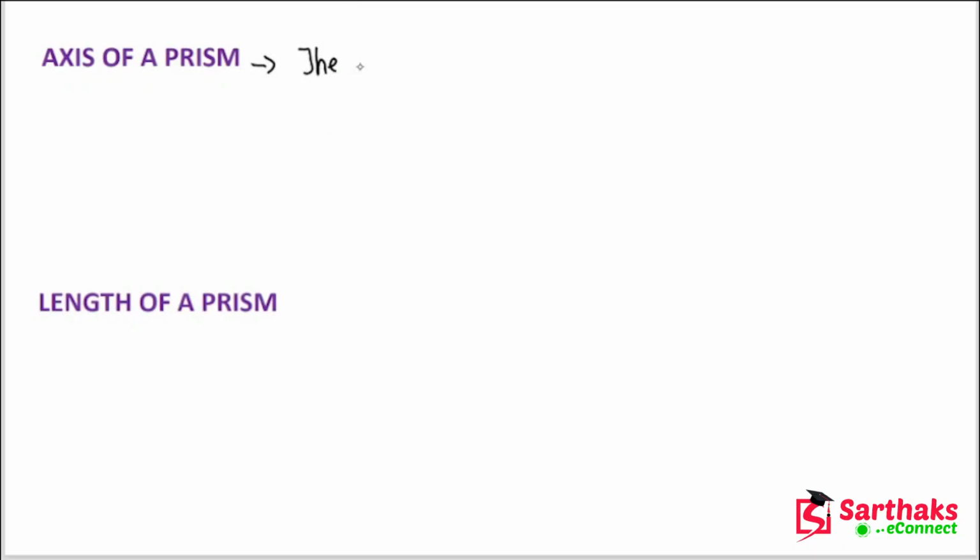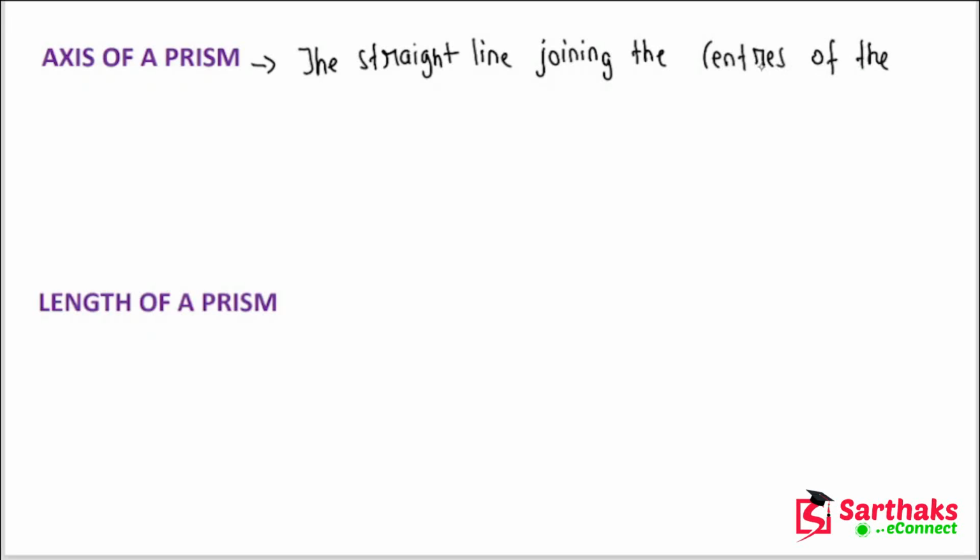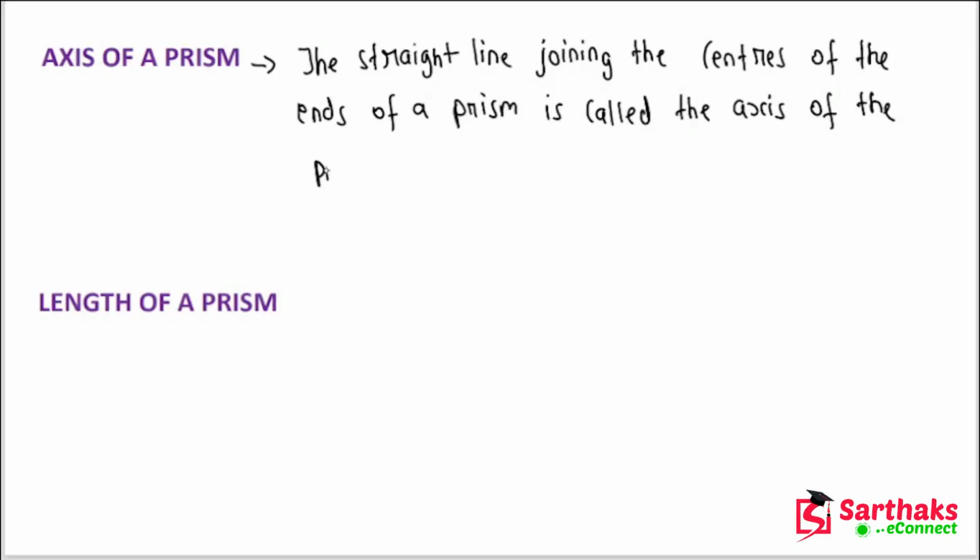The straight line joining the centers of the ends of a prism is called the axis of the prism. So, the straight line joining the centers of the ends of the prism.